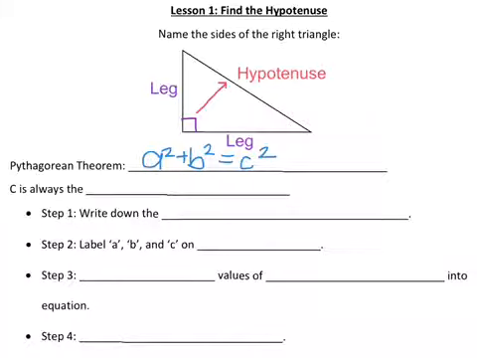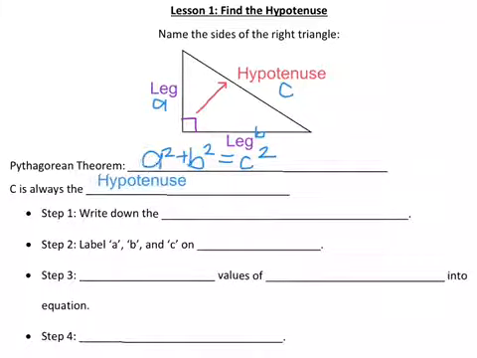So our legs are actually a and b. Okay, you can interchange them. It does not matter which one is a and which one is b, but the squares of the legs have to be added to equal c squared. Now, using process of elimination, you should get that the hypotenuse is c. c is always the hypotenuse.